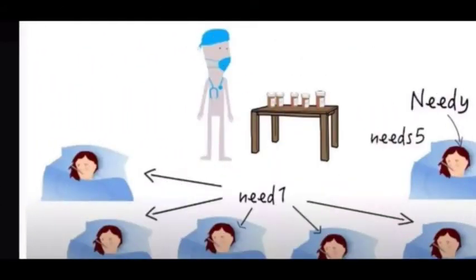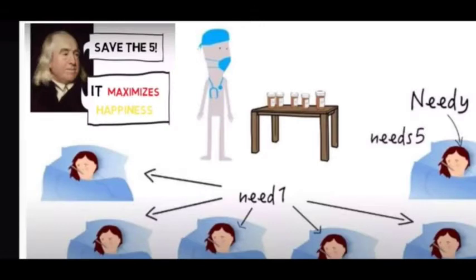Let's have an example. In this picture, there are 6 patients and there are only 5 doses of medicine. The first 5 patients just need 1 dose each to survive, while the other 1 patient needs 5 doses of medicine to survive. Utilitarianism says that we need to divide the medicine among the 5 patients and allow the needy one to die. Why? Because saving the 5 lives preserves more happiness and prevents more suffering than just saving 1 life. And in this case, it makes the action right.